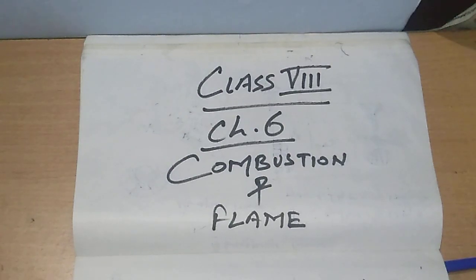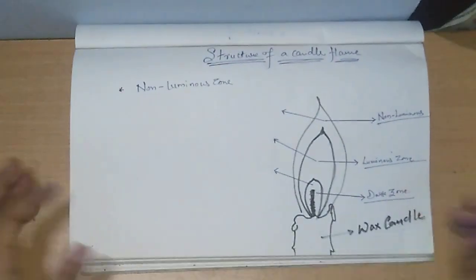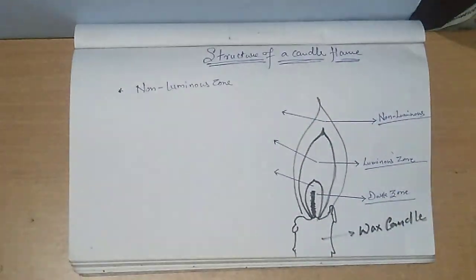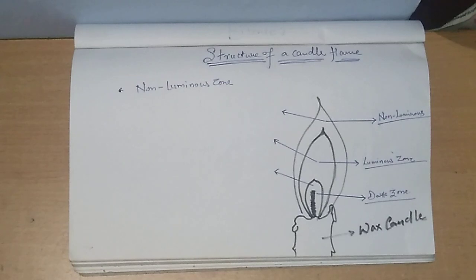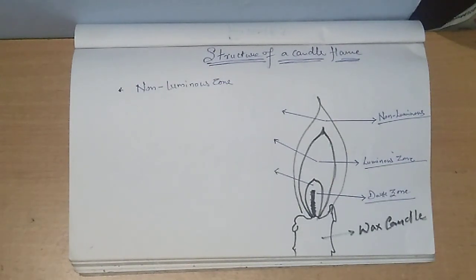We will be continuing with chapter 6 of class 8, which is combustion and flame, and today we are going to discuss the very important topic of this chapter, which is the structure of a candle flame. On the basis of this topic, I am going to give you a small activity homework which you will have to do at your home. So let us start with this topic.